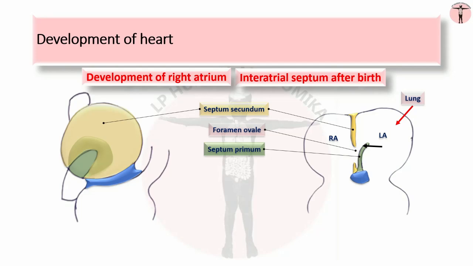The lower edge of the septum secundum, seen in the right atrium, becomes the annulus ovalis or the limbus fossa ovalis, and the depression below this is called the fossa ovalis, which is the remnant of septum primum. The right and left auricular appendages later develop as small diverticula from the right and left atria respectively.